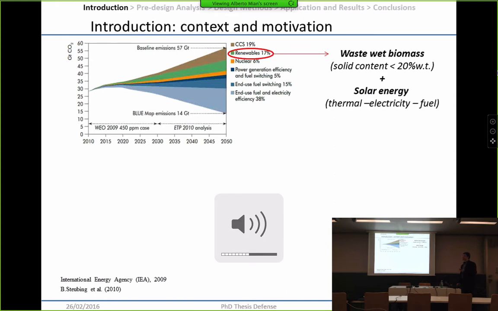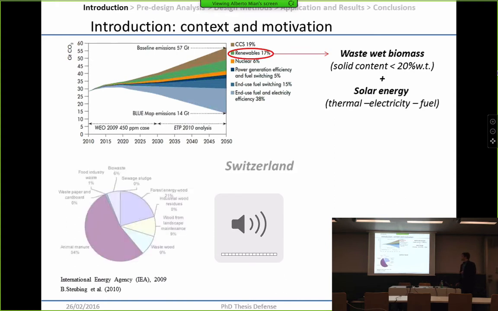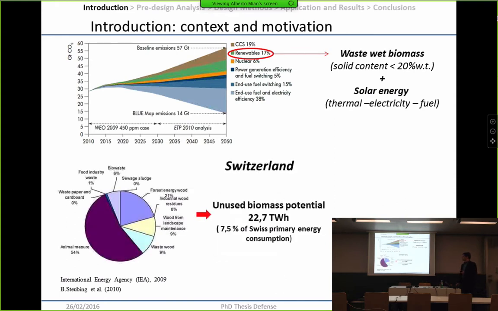Then, if we look in particular at waste wet biomass, in the case of Switzerland, we see that there is a potential of converting into energy, so electricity and available heat, almost 7.5% of the Swiss primary energy consumption. This is the unused biomass. If we consider the wet biomass, we are at about 4% of the Swiss primary energy consumption.